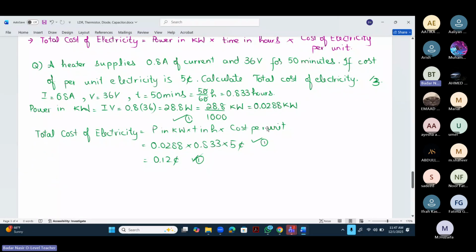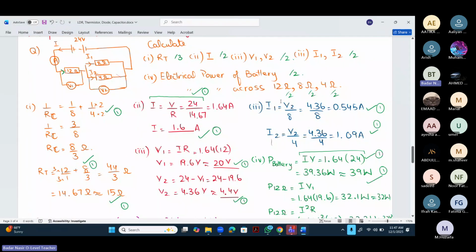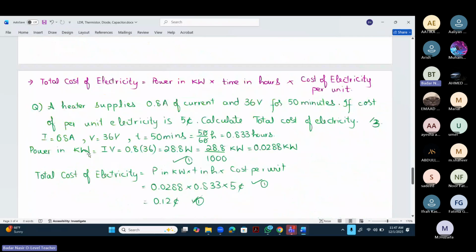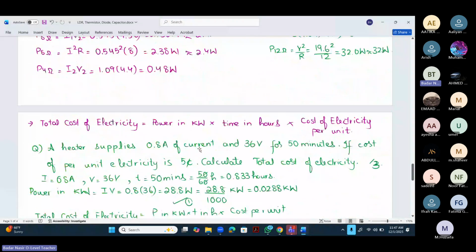Now, moving on. So, this is all part of the practical electricity. Okay, electrical power, the cost of electricity, they all are part of the practical electricity. Okay, now let's just talk about a fuse.